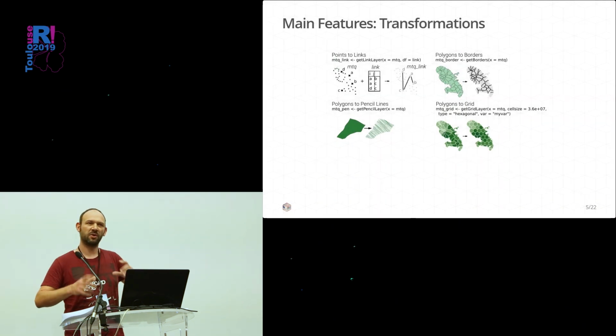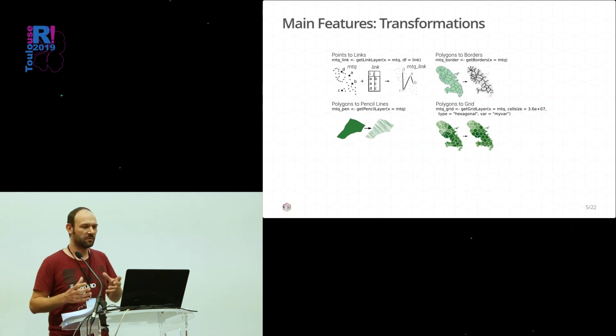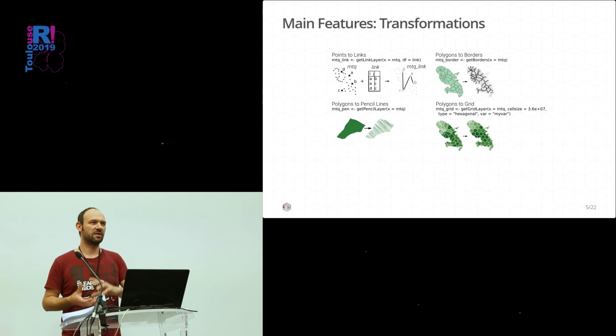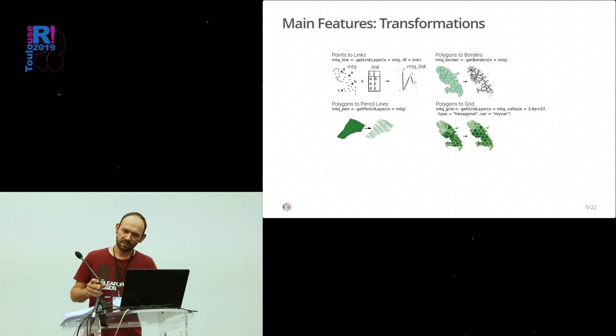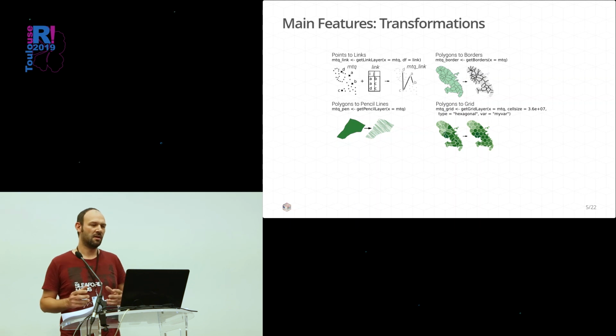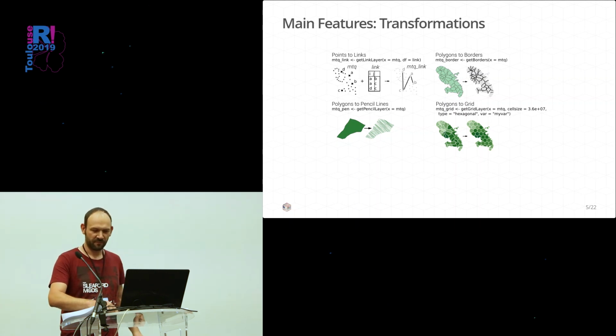Along with these representation and symbology features, we also have some functions that transform spatial data into other spatial data. These functions depend heavily on sf functions. For example, we have one to go from points to lines to represent flows, or one that takes regions and outputs only the borders of the regions, and some other more exotic ones, like going from a region to a set of lines to look like a hand-drawn representation.